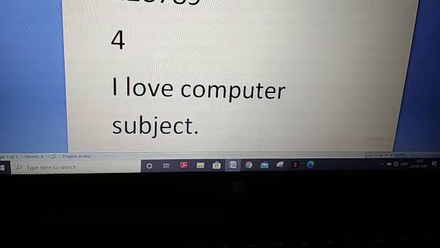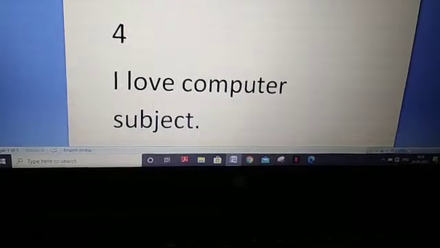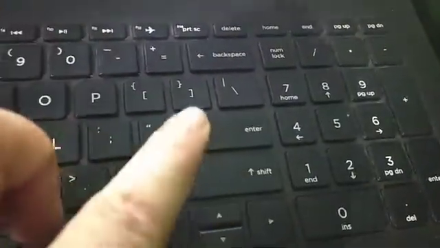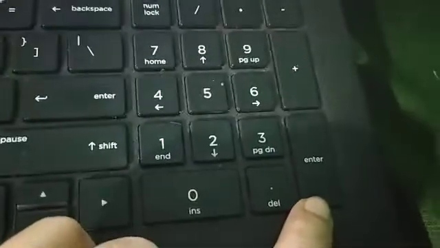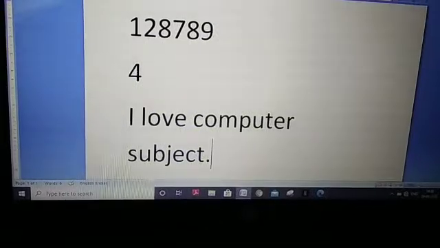Then the next key is the enter key. Now I have to go to the next line. I want to write my next sentence in the next line. So what I'll do? I'll press the enter key. See, here is the enter key. There are two enter keys. This is one enter key, and one more is just beside the numeric keypad. Enter key 1, enter key 2. Remember, the enter key takes the cursor to the next line.